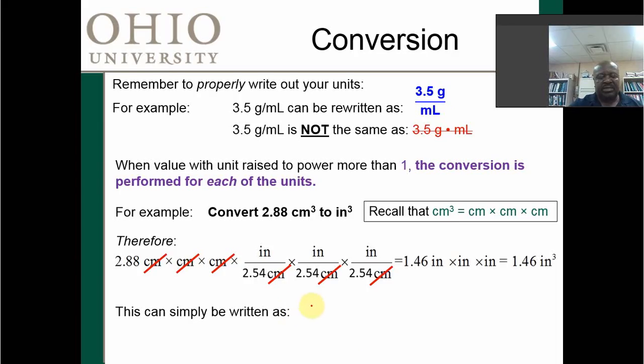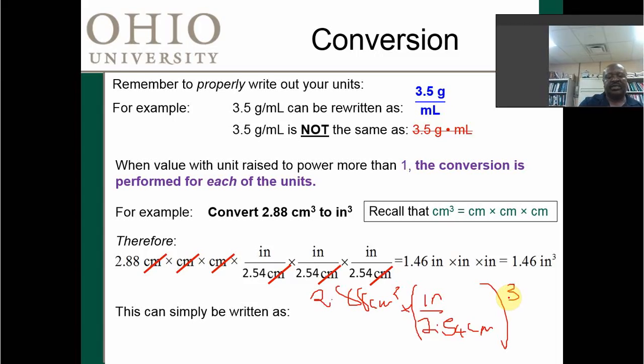Another way to do this is, of course, to say 2.88 centimeters cubed, and then times inch over 2.54 centimeters, and then put the cubed outside. Either way, those generate the same thing.